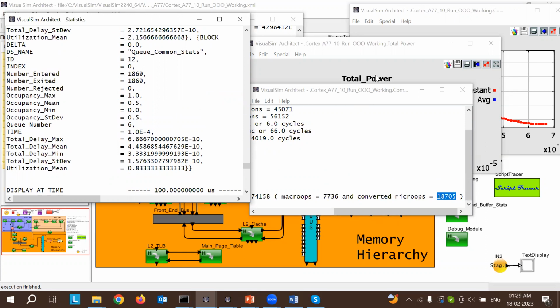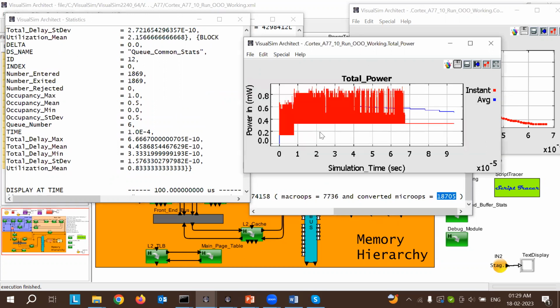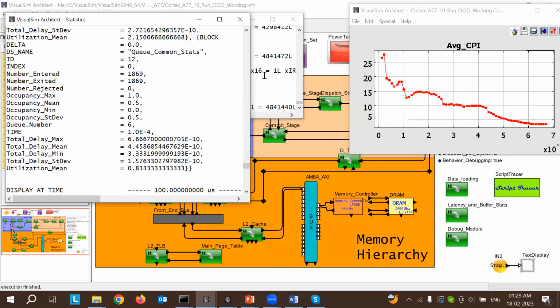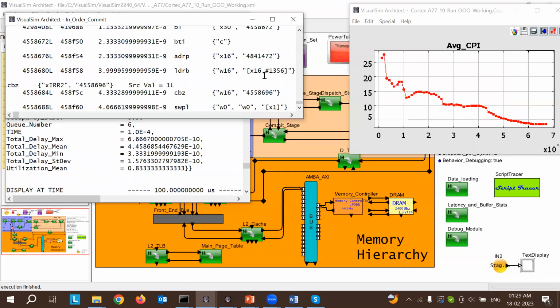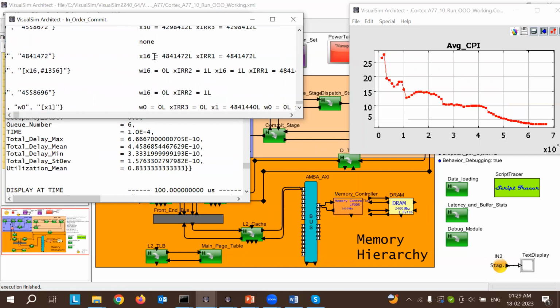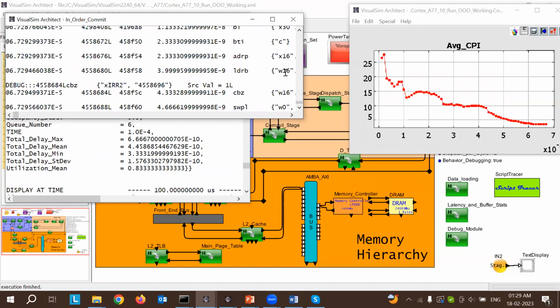One of the important features of VisualSim is the power analysis. We can see the power plot that shows the instantaneous and average power consumption for the entire design over the simulation. These are obtained based on the values configured in the power table. Along with this, the user can observe the executed trace for the source code and the final values updated in each register. During the simulation, we can observe the performance of the pipeline by checking the average CPI plot. It describes the time period where the performance is increasing or decreasing.